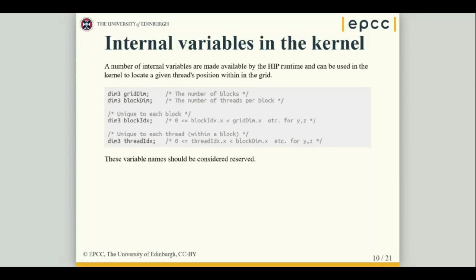So there are a number of internal variables available by the HIP runtime that can be used in a kernel to locate a given thread's position within the overall grid. You have a grid dimension, which is the total number of blocks in each of the dimensions. You have block dimension, which is the total number of threads per block in each of the dimensions. You have block index, which runs from 0 up to the grid dimension.